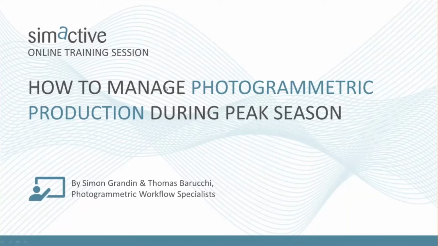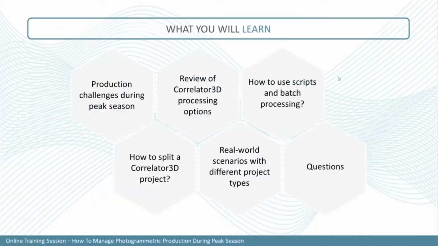So let's start now with what you will learn today during this presentation. We'll start by reviewing the project production challenge during the peak season. We'll also review the processing options of Correlator 3D to make sure that you have the good one that fits your workflow. We'll show you how to use scripts and batch processing to have faster processing. Also, we'll talk about how you can manage large projects and how you can split Correlator 3D projects differently based on the type of licenses that you have.